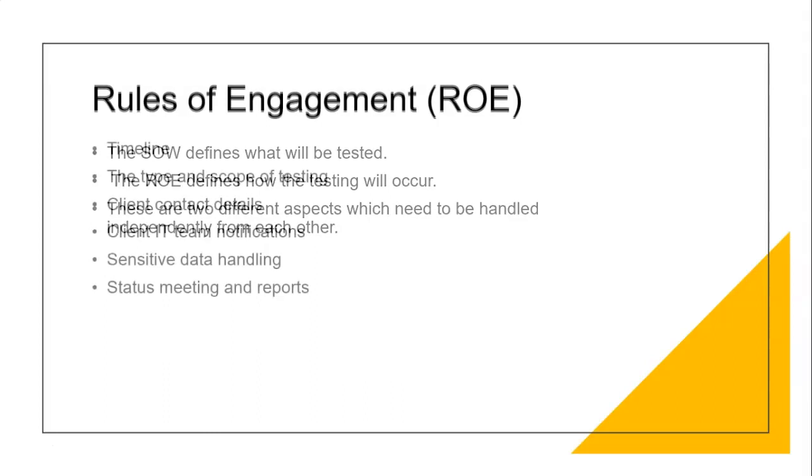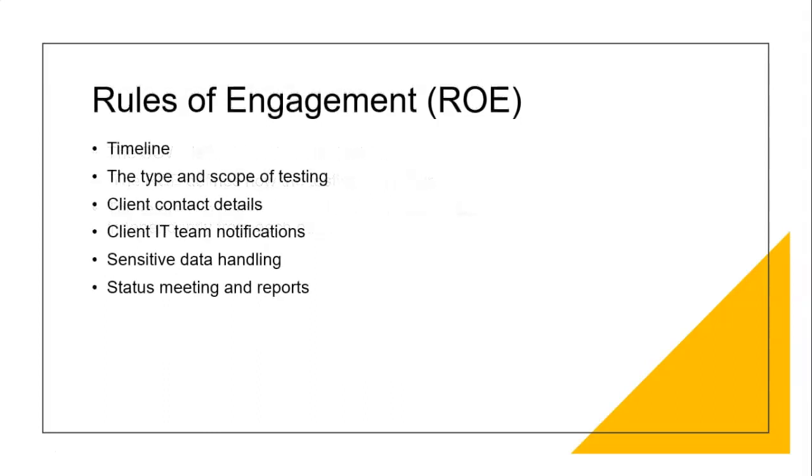Now, depending on what framework you subscribe to, that will determine what parts are actually included in a Rules of Engagement document. Some of them are going to have more sections, some of them will have fewer. But at a minimum, you should have the following: a timeline, the type and scope of testing, client contact details, client IT notifications, sensitive data handling, and status meetings and reports.